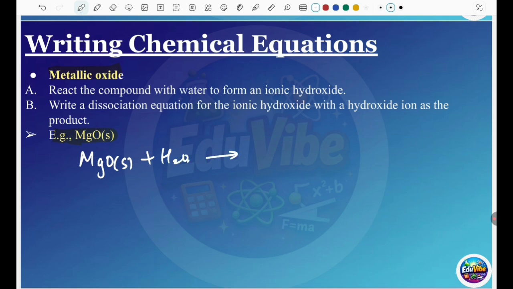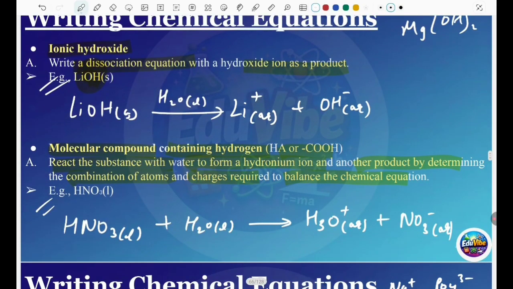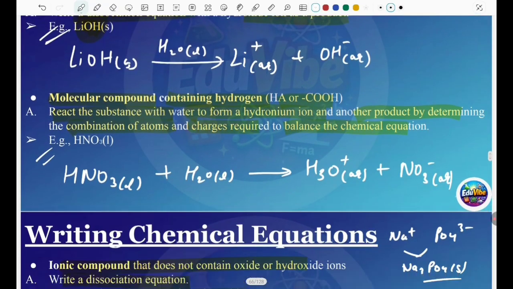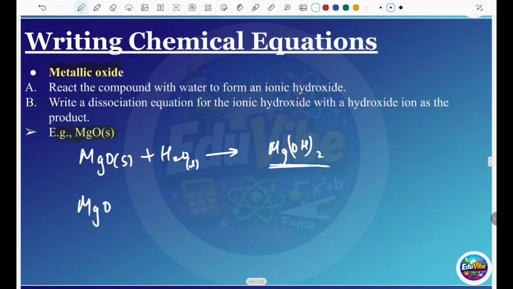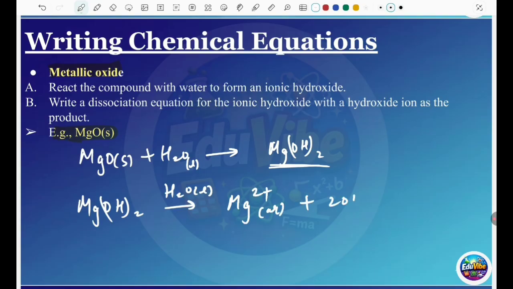You will get Mg(OH)2. This is a simple reaction. When you get this, this is the first thing we do, the ionic hydroxide. So now we have to write the dissociation reaction. Put this Mg(OH)2 at the front and do the dissociation, which is Mg2+ and 2OH negative. So I balance this over there. So that's the reaction for metallic oxide.